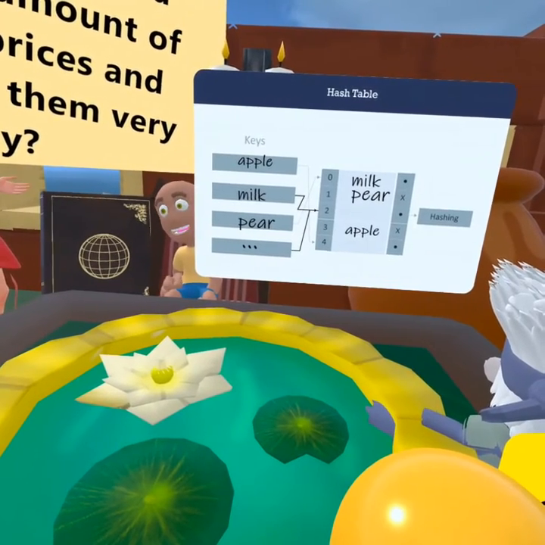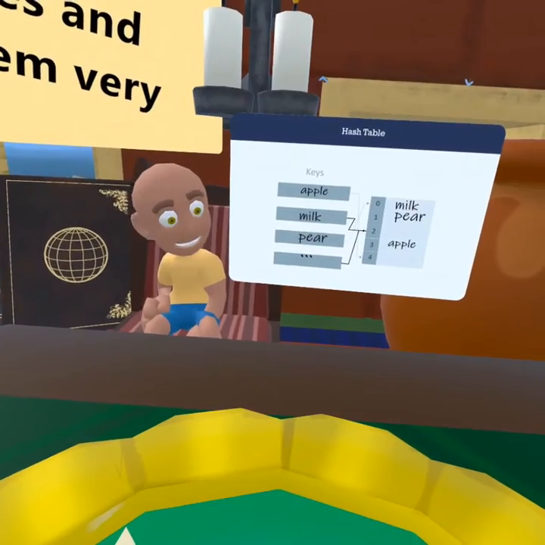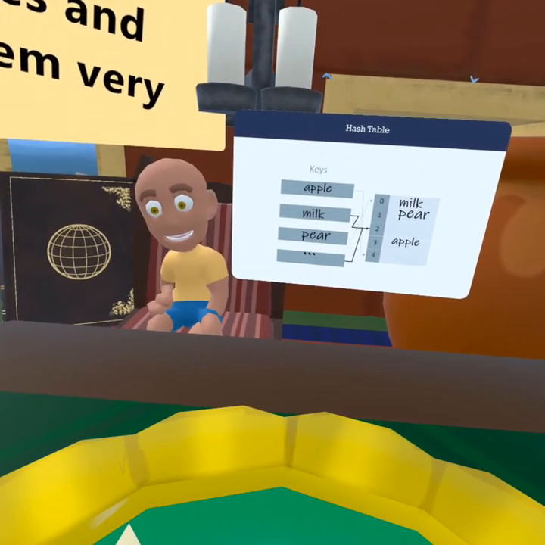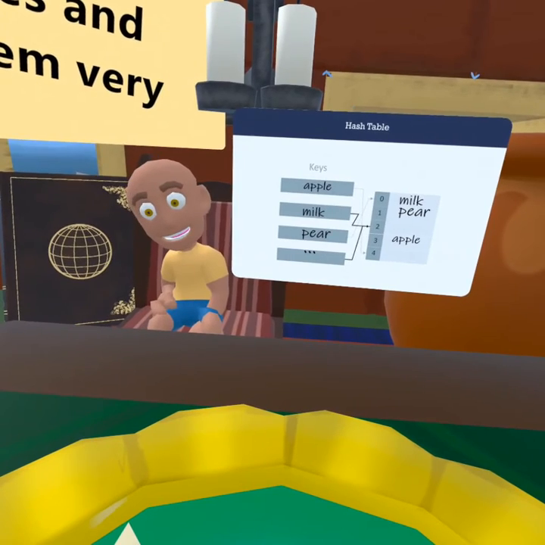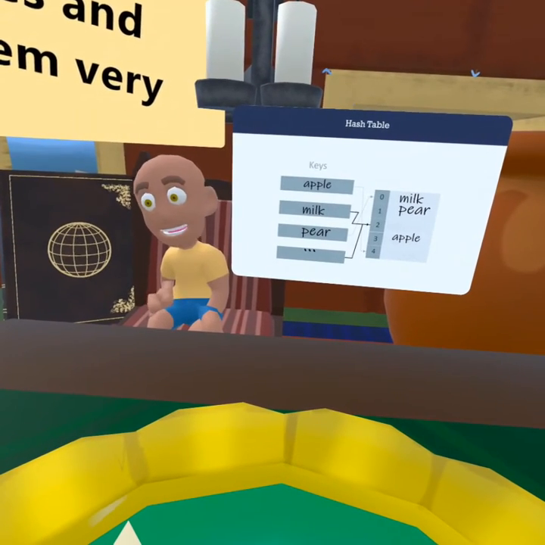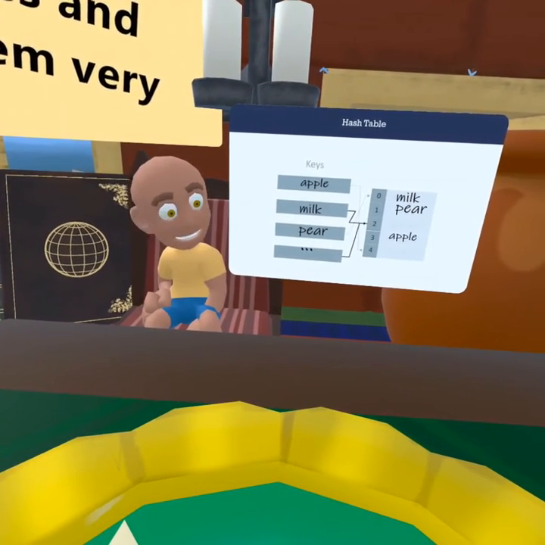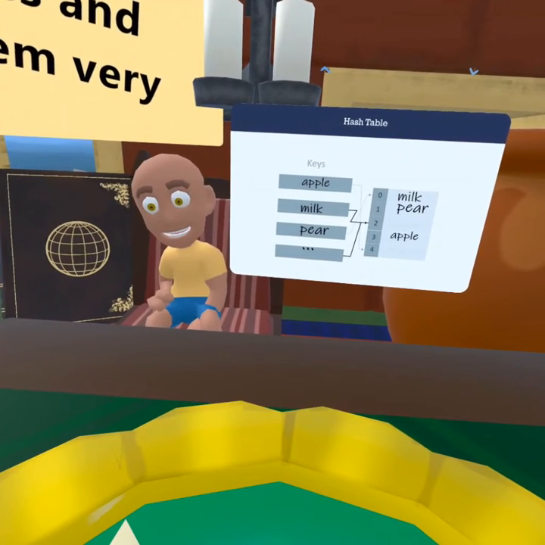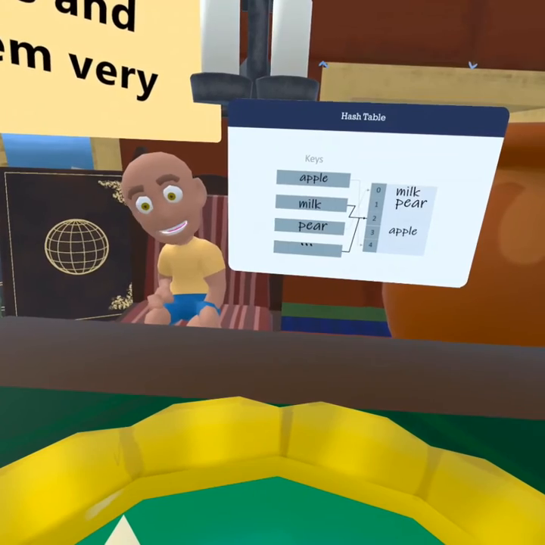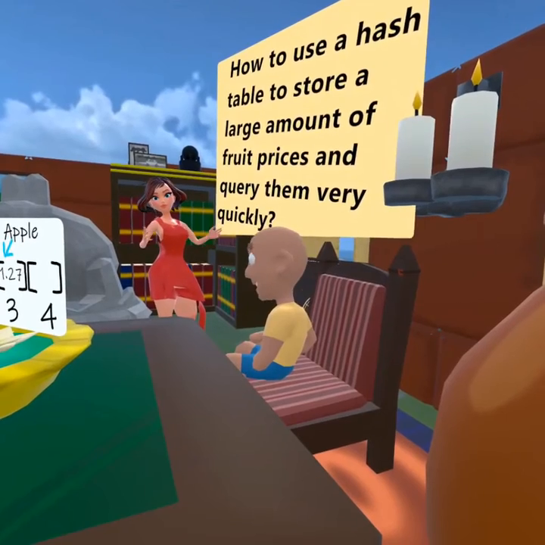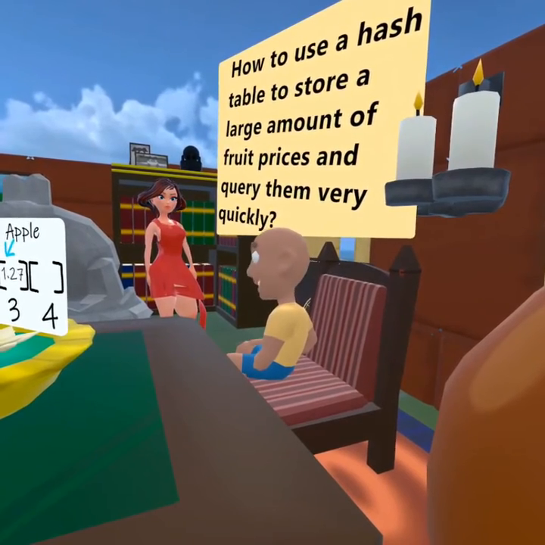The hash function maps different inputs to different indexes. Pear is mapped to index 4, and milk is mapped to index 0. Each fruit is mapped to a different position in the array, allowing you to store its price here. The hash function knows how big the array is and only returns a valid index. If the array contains 5 elements, the hash function will not return an invalid index of 100.